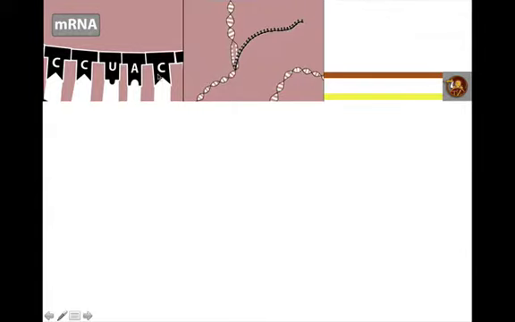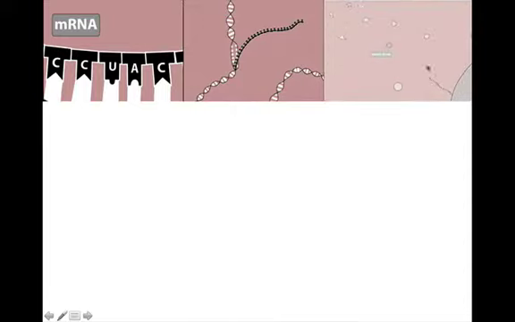Right? So once that copy is done, however much of the DNA it needs to use, the copy starts to come out of the DNA, move through the nucleus, and eventually outside of the nucleus. So right here, this gray part is our nucleus. It's moving out of the nucleus towards the ribosome. Right?